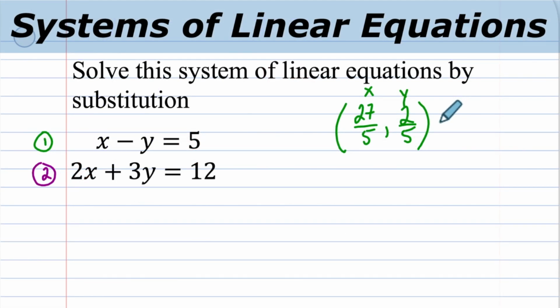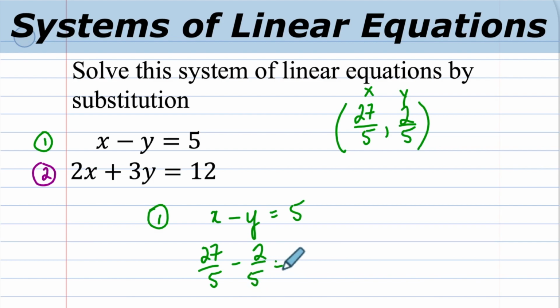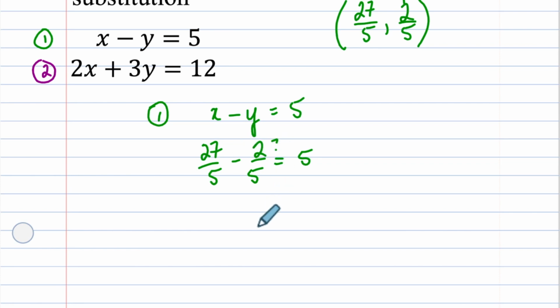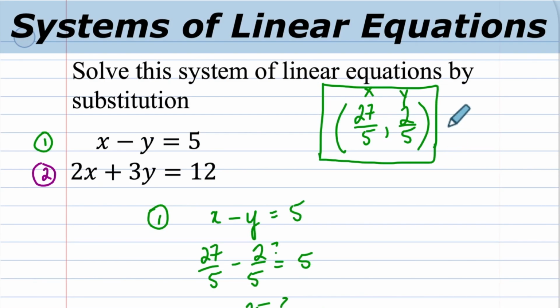But we need to verify and check our answer using the other equation. We'll use that point and check it in the first equation. X minus y is equal to 5. First equation, 27/5 minus 2/5. Does that equal 5? 27 subtract 2 is 25/5. Does that equal 5? And yes, 5 equals 5. We found the solution to this system of linear equations.